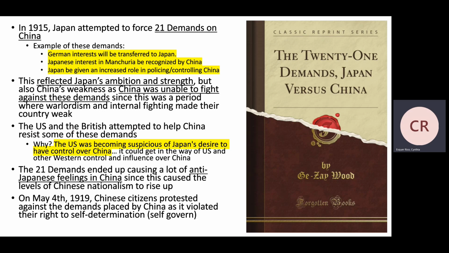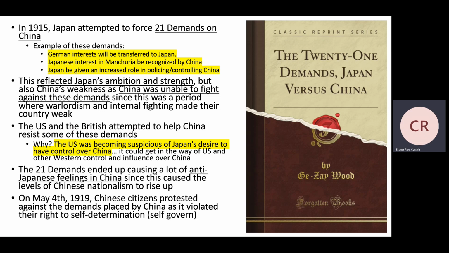And if Japan comes in and oversteps their boundaries, that could put at risk the US's special interest that they have, right? So these 21 demands end up causing a lot of anti-Japanese feelings in China. People in China are obviously upset. I think anybody seeing a foreign power come in and give them a list of demands of what they want would upset anybody. So you see Chinese nationalism rise up.